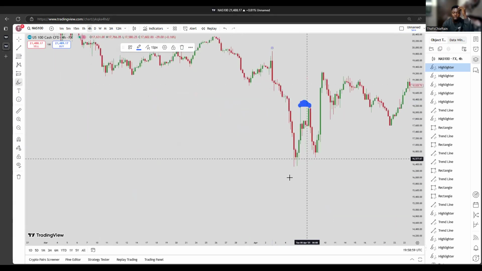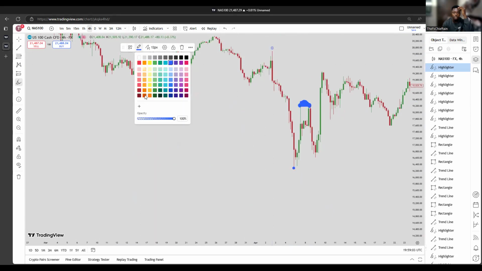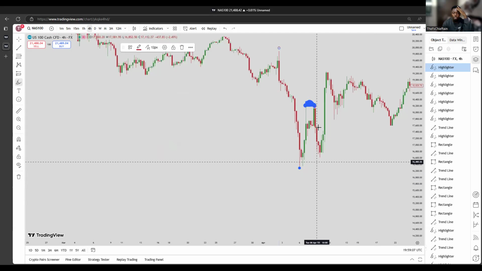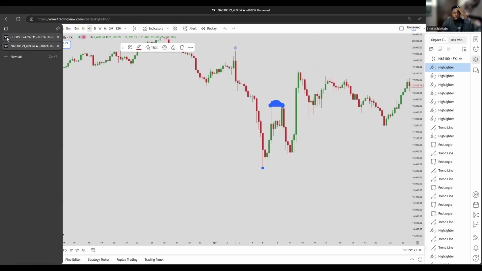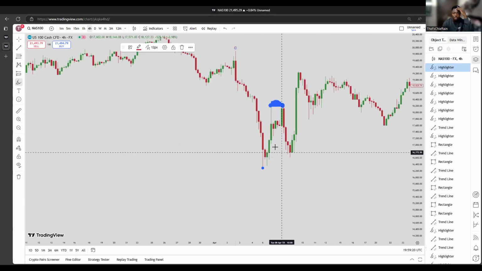You want to see the high, the low. This high should be red, so let's just put red so we can recognize it. So now we've seen liquidity. And what else did you tell us to do? You want to spot out order blocks and imbalance zones. So where's the level of imbalance?